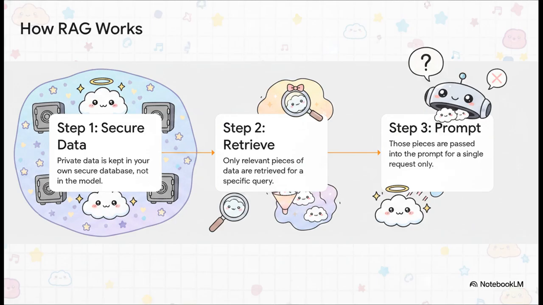So what does that actually look like in practice? Well, it's a pretty straightforward three-step dance. First, your data stays put, locked down in your own secure storage. Then, when a user asks a question, the system acts like a super efficient librarian, going and grabbing only the most relevant little snippets of text. And finally, those snippets get passed into the prompt as temporary context for that one single request. After that, poof, it's gone. The model never absorbs it.